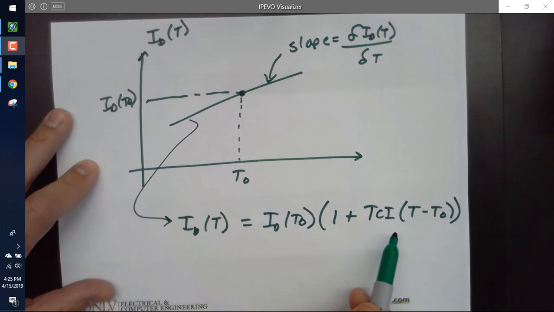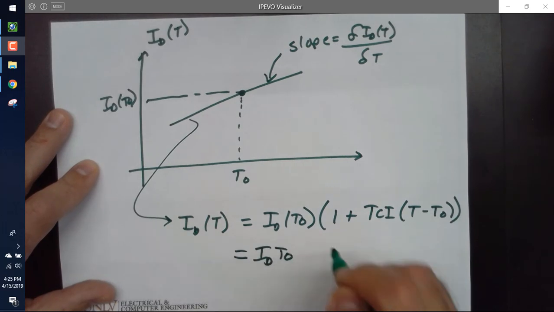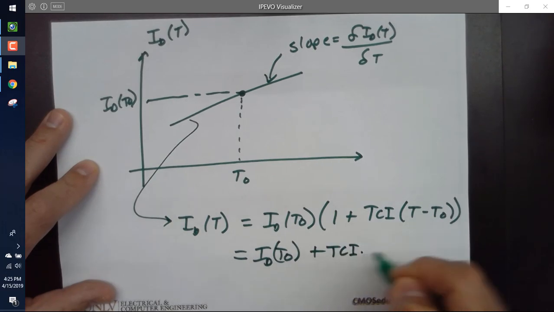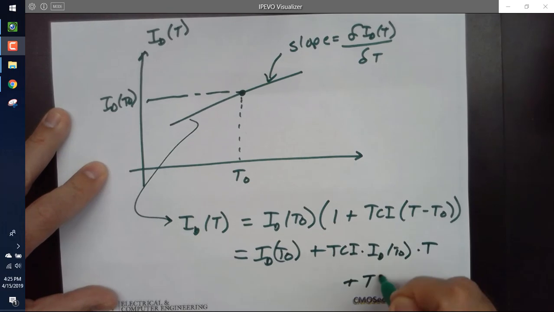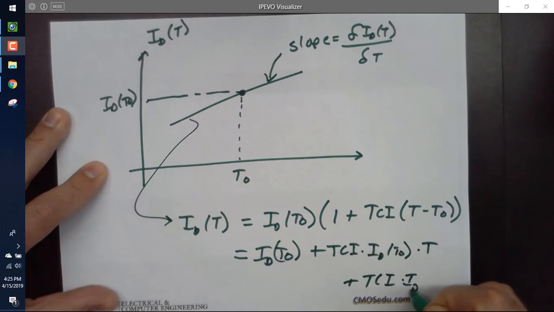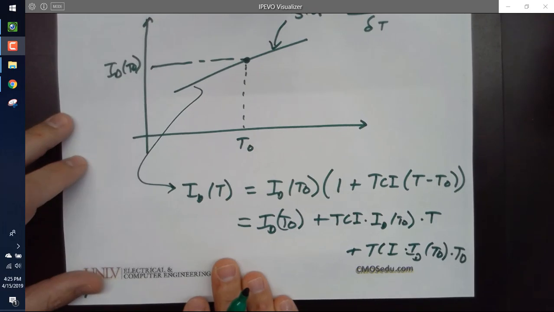So if I take the derivative of this, let's feel the pain. I got ID of T0 plus TCI times ID of T0 times T plus TCI times ID of T0 times T0. Which term there is not a constant?